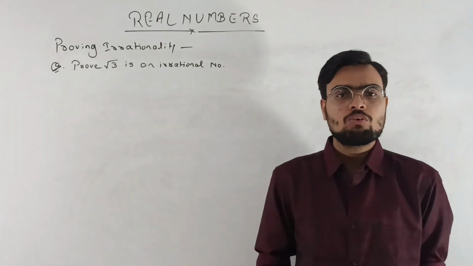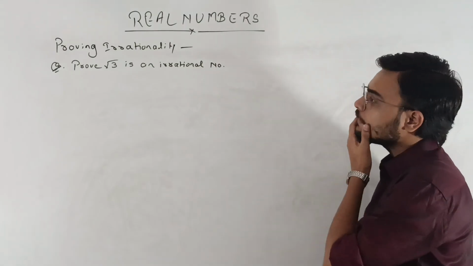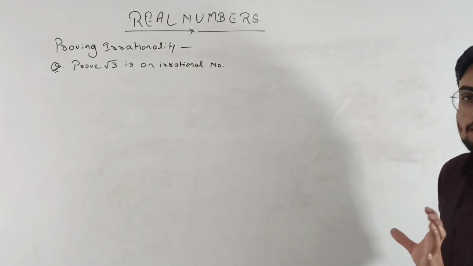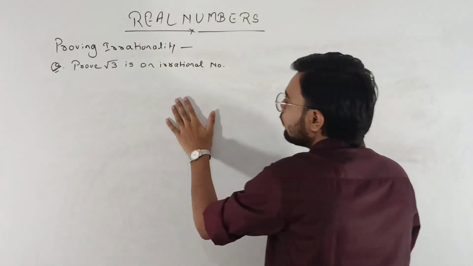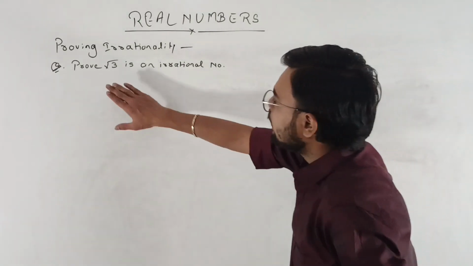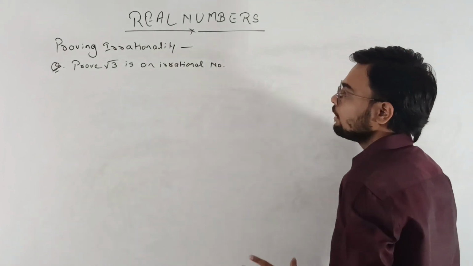Understood? Now let's move toward our next topic, that is proving irrationality. In this topic, we have to prove a number is irrational. So our first question is: prove root 3 is an irrational number. We already know that root 3 is an irrational number. Why? Because root 3 is not a perfect square. That's why root 3 is an irrational number.